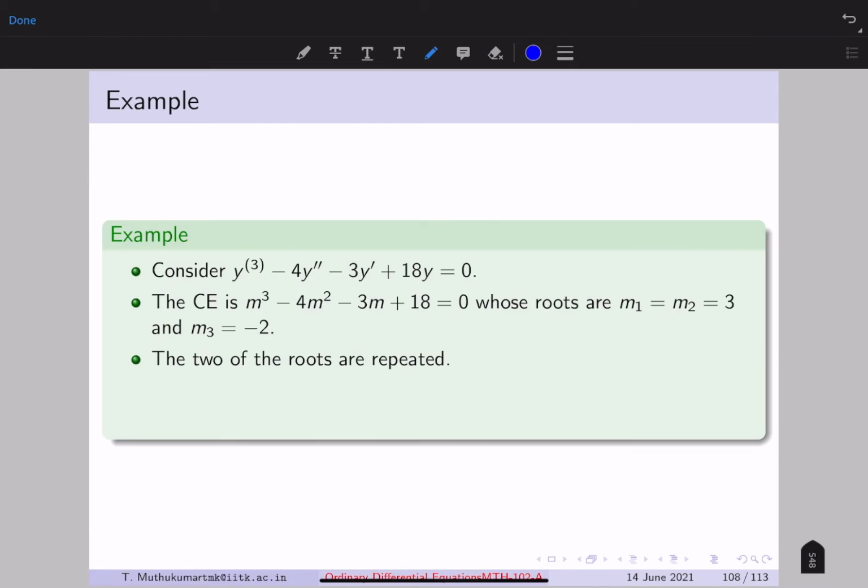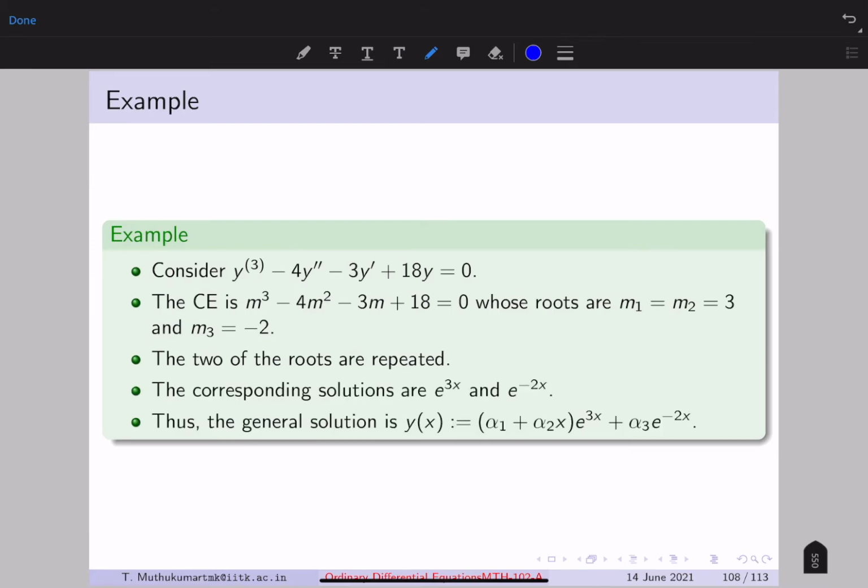So 2 of the roots are repeated. So the corresponding solutions are e power 3x, e power minus 2x. So the general solution is you add this linearly independent solution to e power 3x, which is the repeated root. So then the linear combination of that is the general solution. Okay, right. Easy to do. So we have seen the 2 situations.